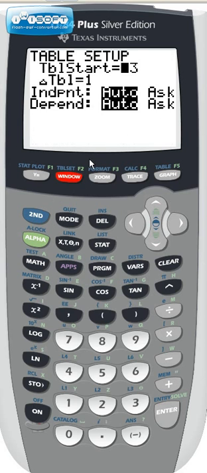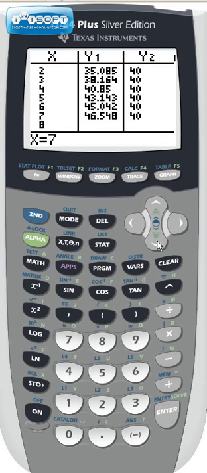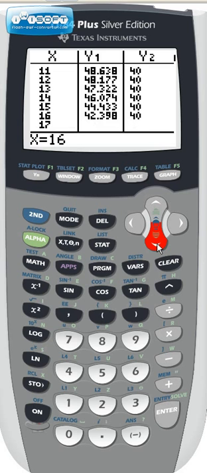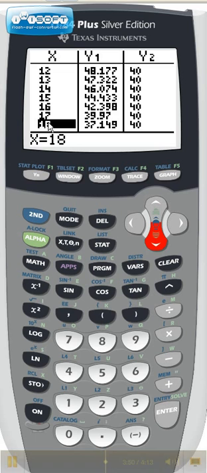I'm going to make sure my table is set to start at 0 and count by 1. And when I go look at the table, I should get approximately, when x equals 17, my two output values should be the same. The output represents the percent, the output represents 40%. And right here, when x equals 17, 17 years from 1991, my outputs are close to 40, which would mean they would be the same. At 18 years, I'm farther away from my two outputs being equal.